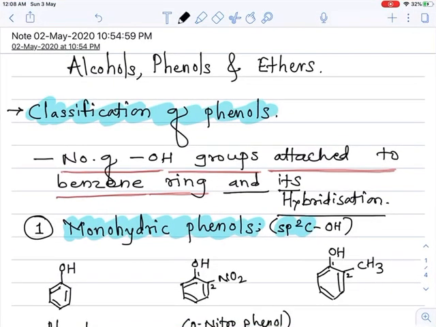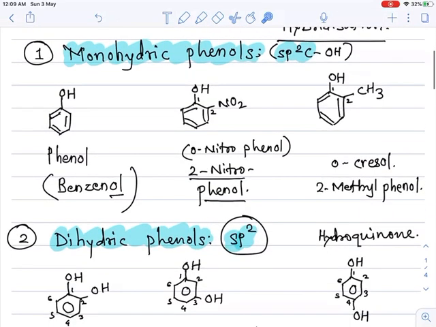Students, in the last lecture in alcohols, phenols, ethers, we have studied classification of phenols. We can revise within 2 minutes. Based on the number of OH groups attached to the benzene ring, we'll see its hybridization. The first class of phenol is monohydric phenols. In these three examples, only one OH group is directly attached to the benzene ring. So these are three examples of monohydric phenols, and all are sp2 hybridized.